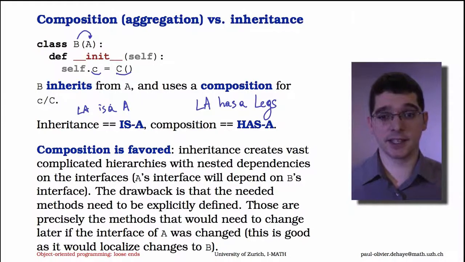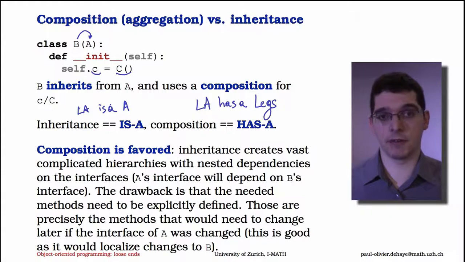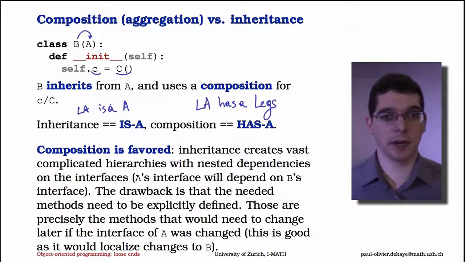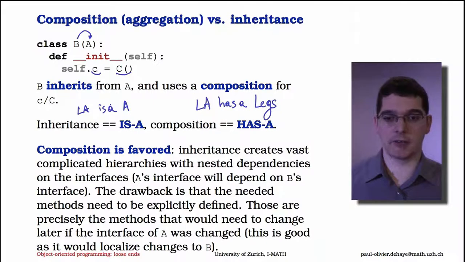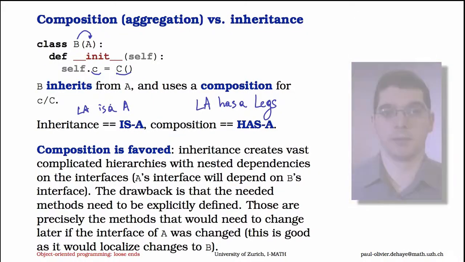So this is the drawback, but it's also good, because it means that if the interface of A changes, then you only have a few methods to correct to be able to maintain the interface of B. So if you want, you prepare the places where those changes need to happen when A changes. So it's really a trade-off, and you have to anticipate how your code might evolve.